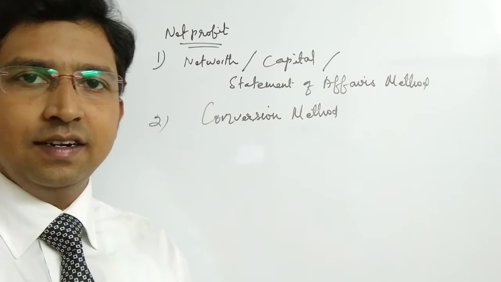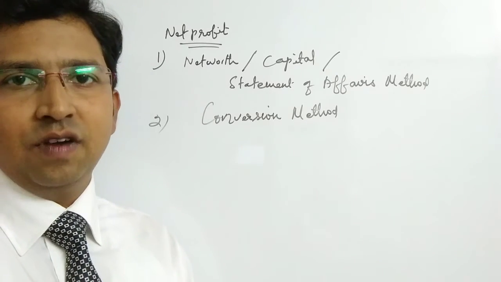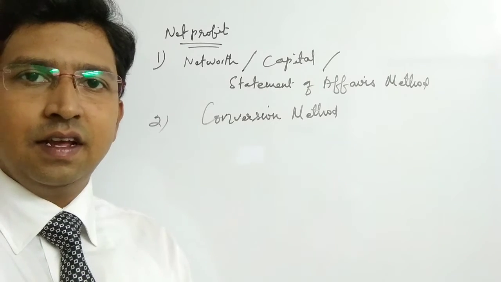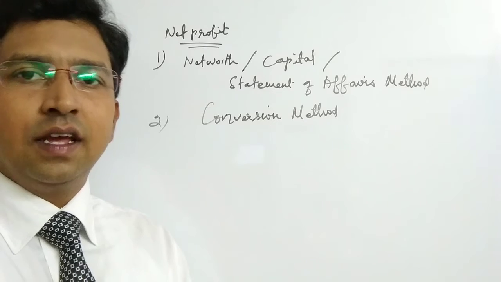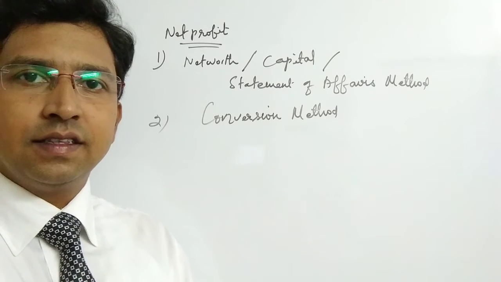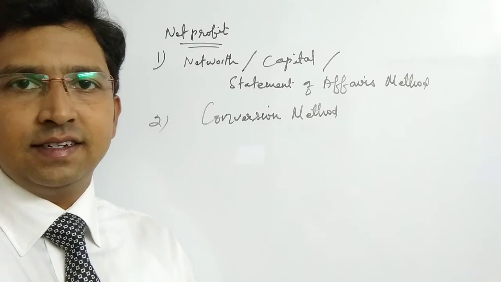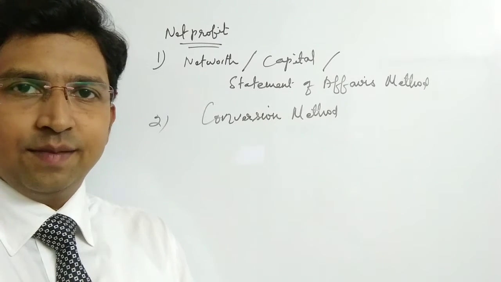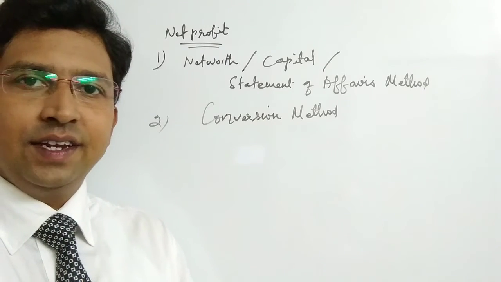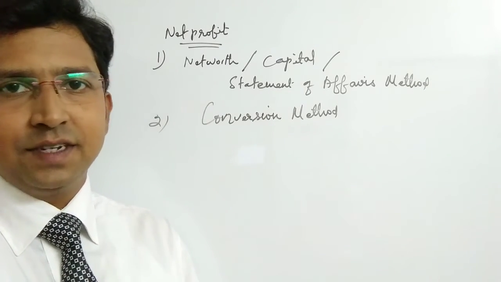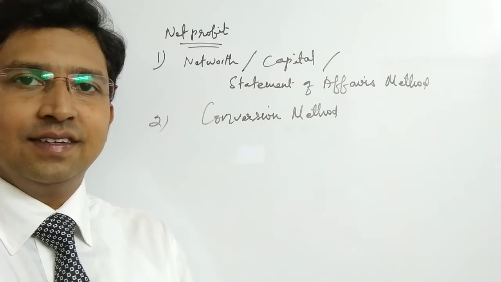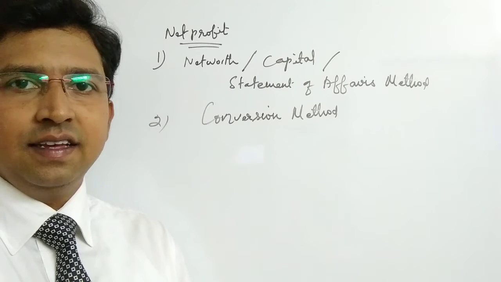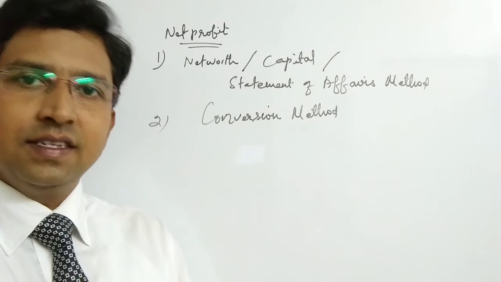Normally, the single entry system is suitable for small business operations, isn't it? And there is a lack of uniformity, because each and every person is maintaining their accounts out of their own interest, out of their own requirement. So there is no uniformity, and it is not accepted by the government authorities, unlike the double entry system. So we can't ascertain the net profit with the help of the single entry system.